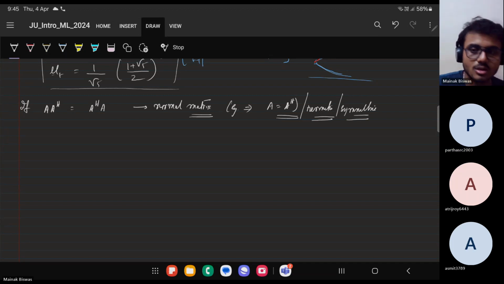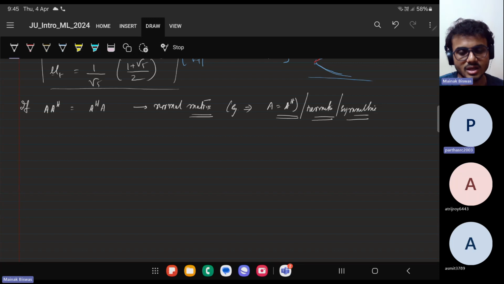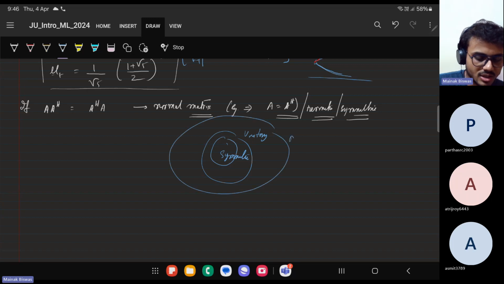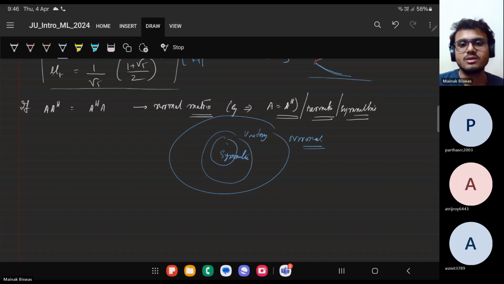A Hermitian equals A is a special case which satisfies this. Don't if you are trying to tell some comments, just wait. Hold your horses. See, this is a symmetric matrix, a subset of unitary, a subset of normal matrices. The properties that you know are holding for only normal matrices.